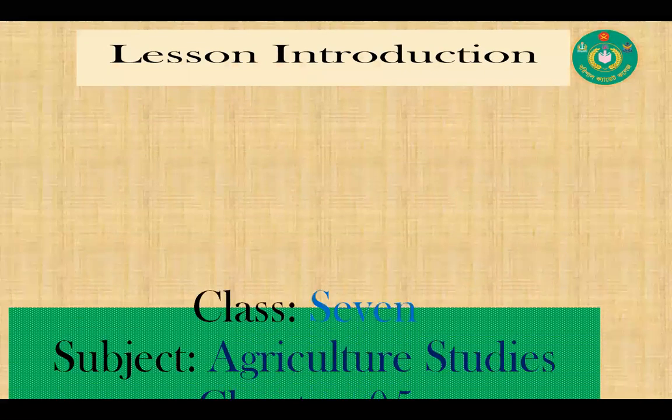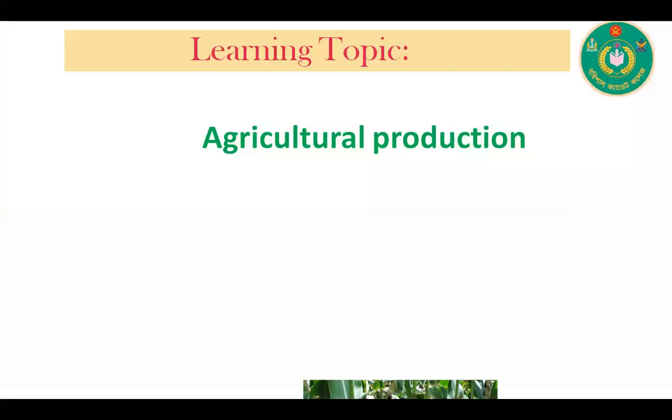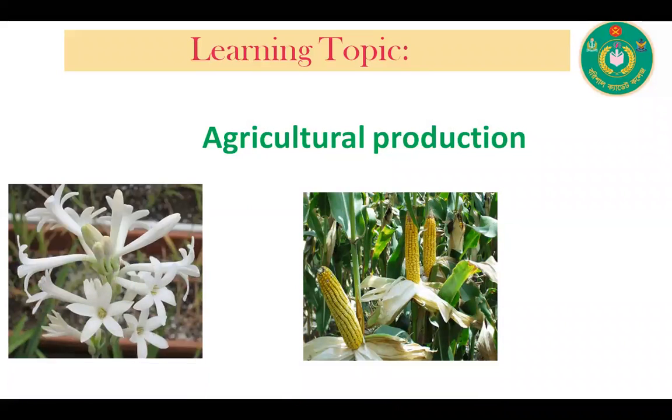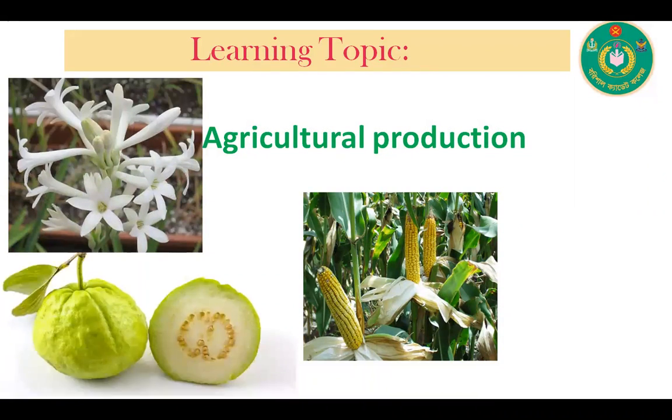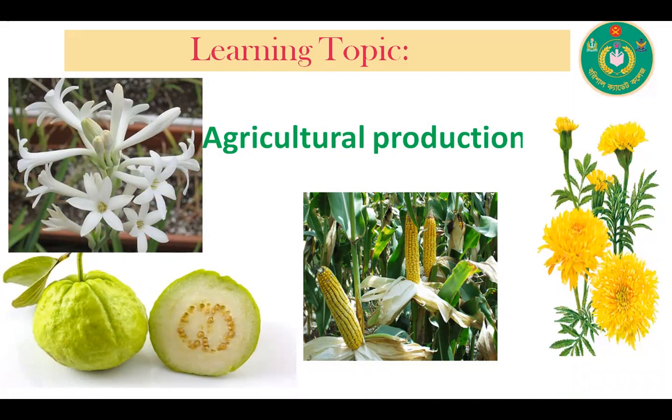Boys, this class is for class 7, subject agricultural studies, chapter 5, chapter name agricultural production. There is a picture, boys, look at this picture. Roots and flowers.